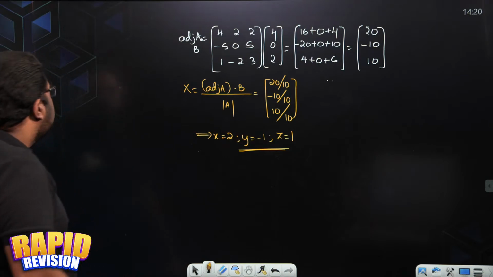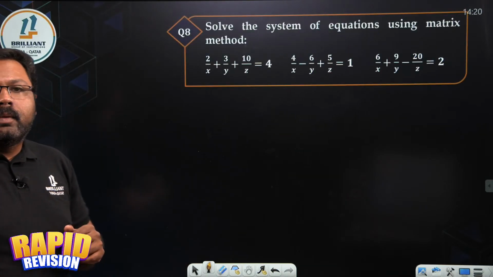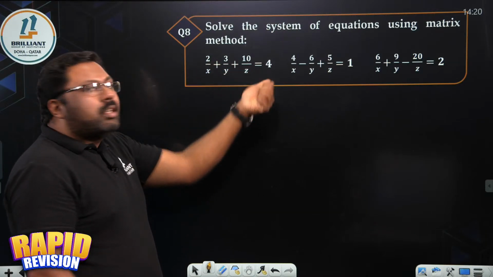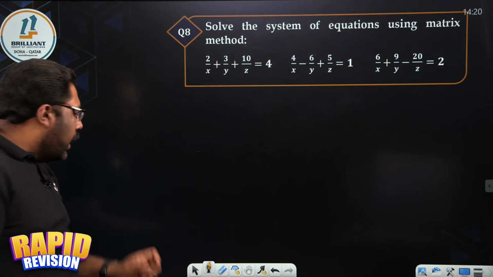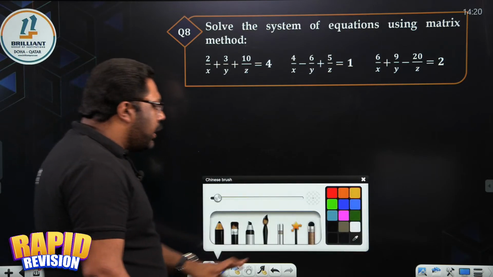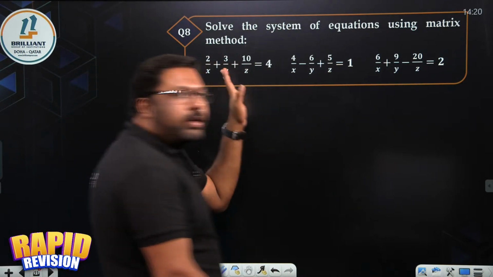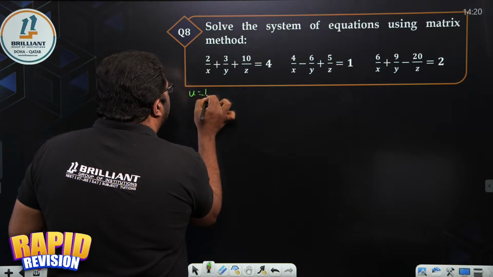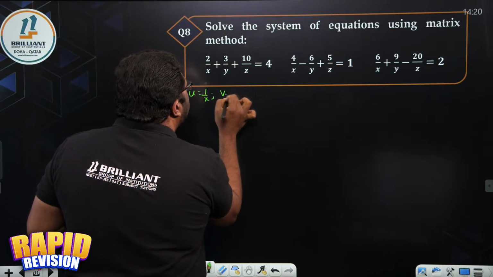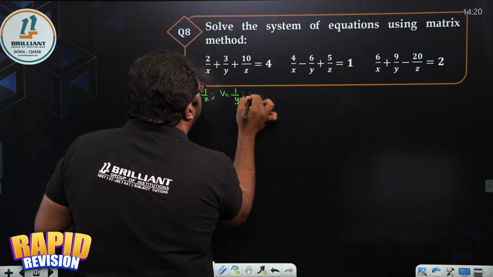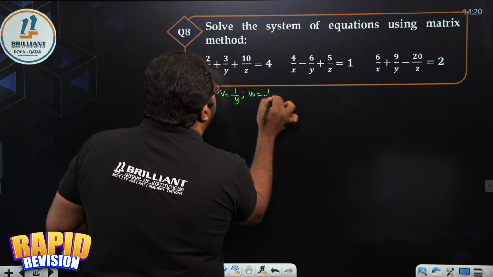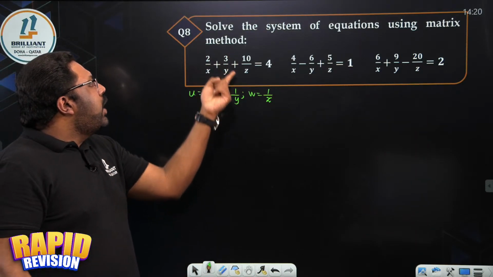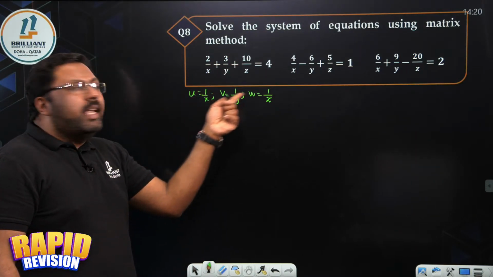Okay, fine. Question number 8. Question number 8, you can see that it's reciprocals of x, y, z. So here, I'm not trying to solve this actually. You have to say that u is equal to 1 by x, v is equal to 1 by y, w is equal to 1 by z. I'm calling 1 by x, 1 by y, 1 by z as u, v and w.